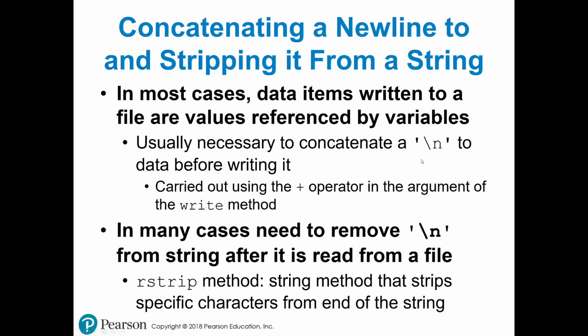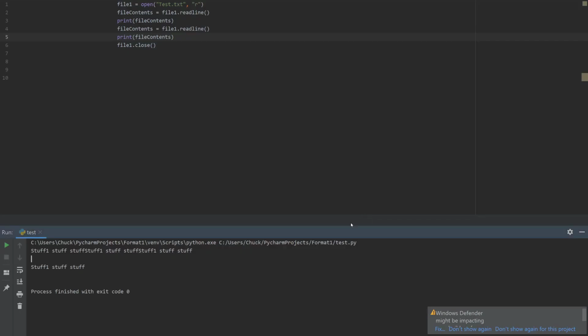On the other hand, a lot of times when we read things in from a file, remember if we use readline, the \n will be in the string that we read in. So that's why in the last example from the last video, you'll see that there's an extra blank line. That's because print puts a new line at the end of everything that you print, and there was already a new line at the end of this string when we read it in using readline.